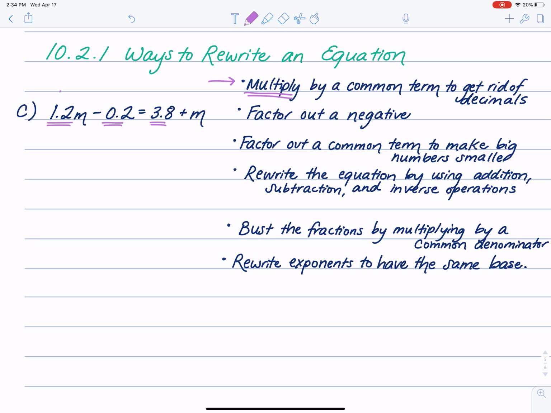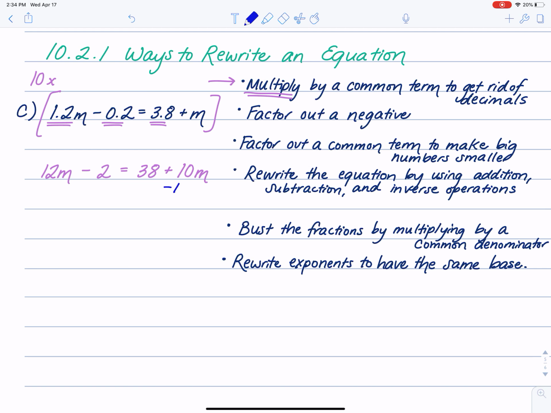So here we go. Put those big braces around the whole equation, and we're going to multiply everything times 10, which really just moves the decimal over. So we have 12m minus 2 equals 38 plus 10m. Don't forget to distribute that 10 times to every single thing, including the m that's all the way over there. So here we go. Now we have these nice, pretty integers, no decimals involved, which greatly increases our chances of getting the problem right. So here we go.